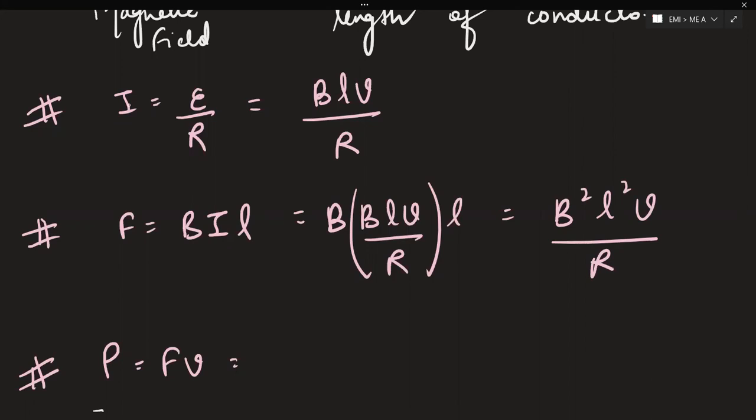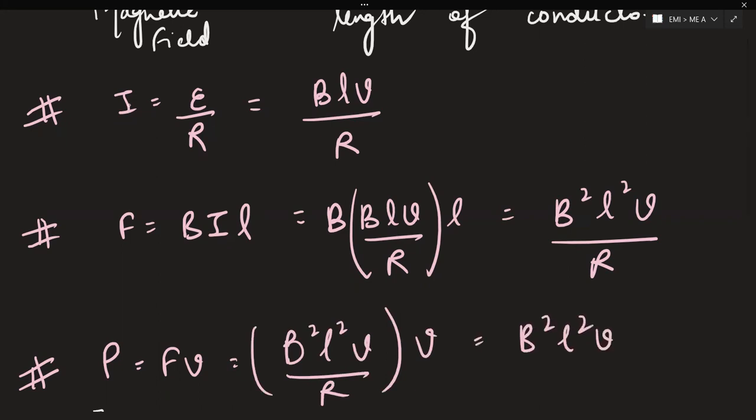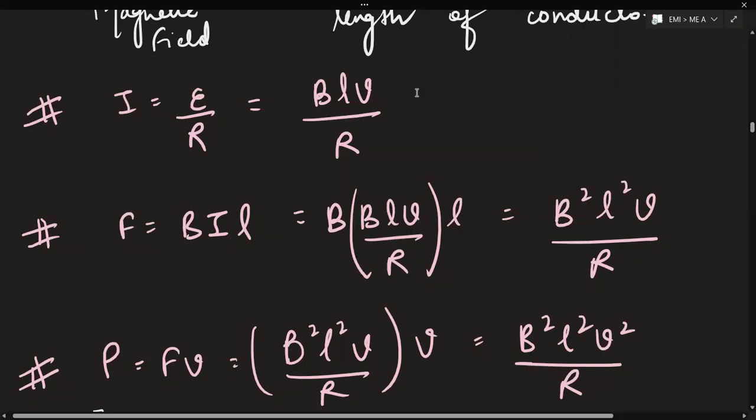Power is force into velocity. So force is what? B square L square V by R into V. That becomes B square L square V square by R. So these extra three formulas can also be used. Clear? Easy? BLV?